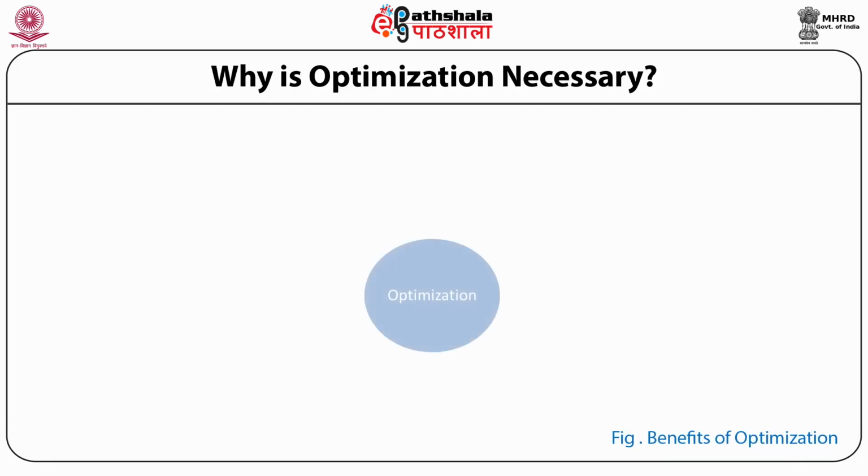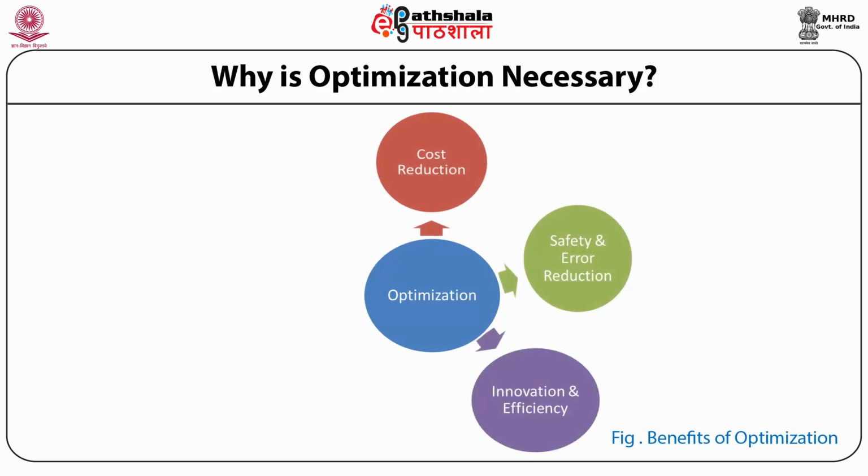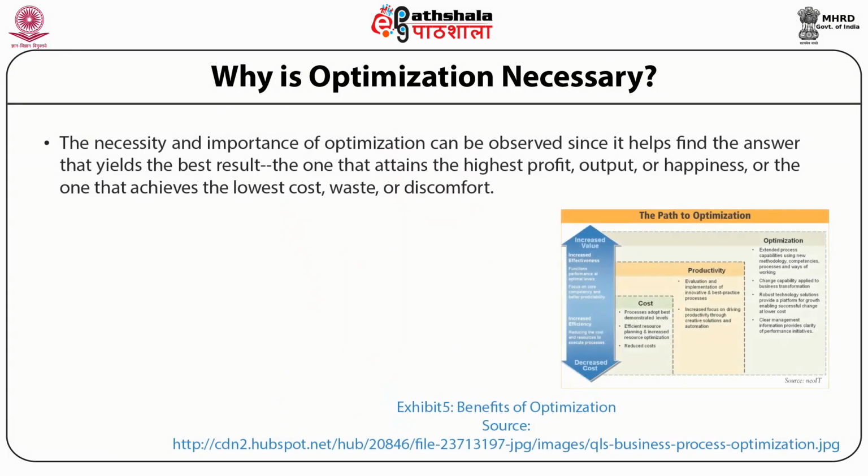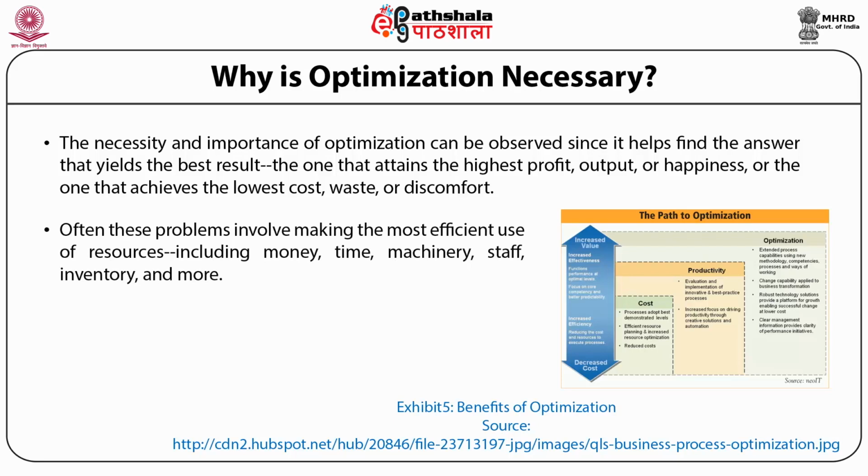The various benefits of optimization can be summarized as cost reduction, safety and error reduction, innovation and efficiency, reproducibility, and time saving. The necessity and importance of optimization can be observed since it helps to find the answer that yields the best result, that is, the one that attains the highest profit, output, or happiness, or the one that achieves the lowest cost, waste, or discomfort. Often these problems involve making the most efficient use of resources, including money, time, machinery, staff, inventory, and many more.